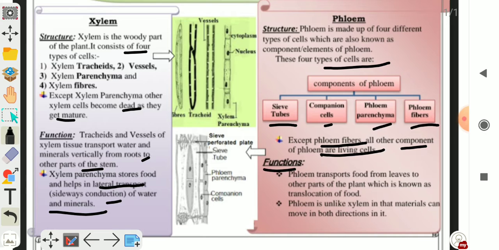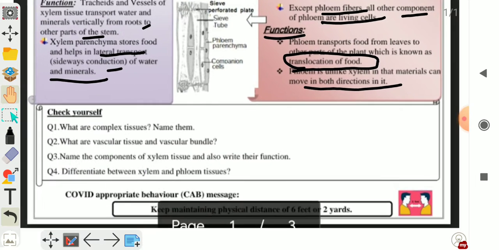Now what are the functions of phloem cells? Phloem transports food from leaves to other parts of the plant, which is known as translocation of food. Phloem, unlike xylem, allows material to move in both directions. So these are the functions of phloem. Now we will discuss question answer.